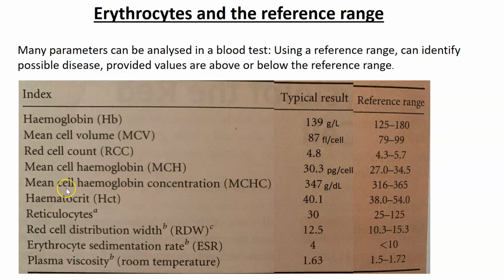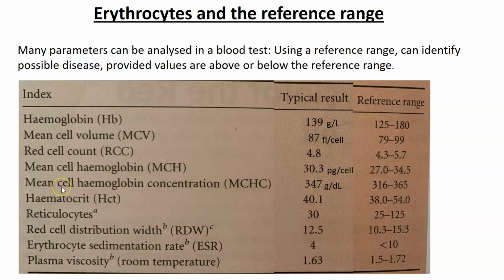Another parameter that they measure is mean cell hemoglobin concentration. Whereas mean cell hemoglobin was per cell, mean cell hemoglobin concentration is per volume. A deciliter is 100 milliliters, so 34.7 grams per 100 milliliters of blood.